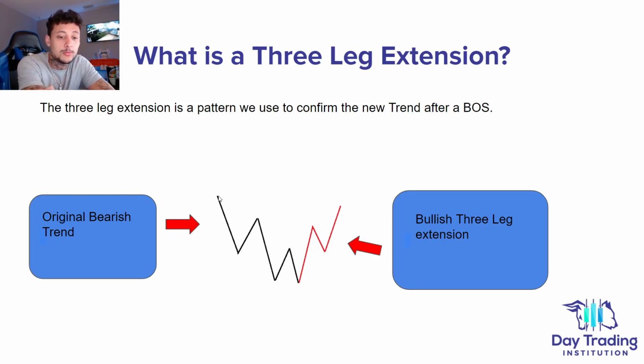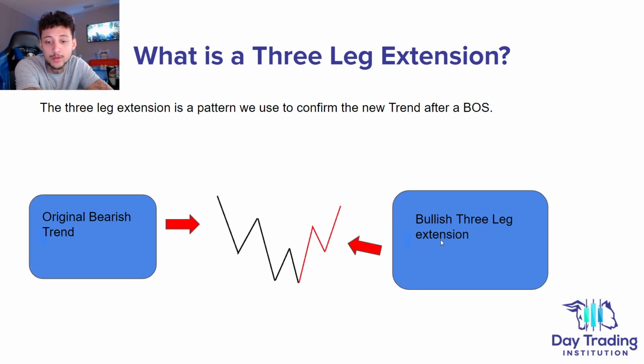Now, in black is going to be the original bearish trend. Notice how price made a lower low, lower high, lower low, lower high, lower low, and then price made a higher high. That is the first leg in our three-leg extension. This first red line that we have here is going to be the first leg in our three-leg extension. The pullback where price made this higher low is going to be the second leg. And then the extension to the upside where price made a higher high is going to be the third leg to our three-leg extension. So this pattern that we have right here is going to be our three-leg extension, and that is going to be a break of structure to the upside.